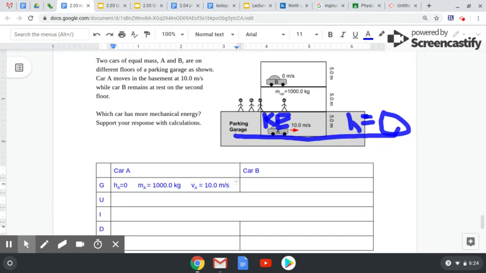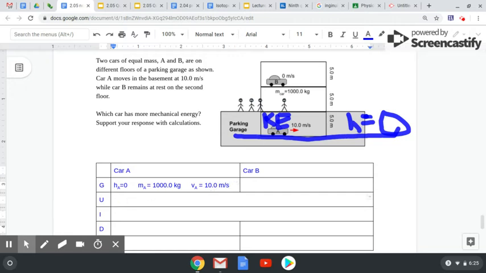We did need to check that all of these are in the correct SI units. The SI unit for mass is kilograms, so it is. All our heights are in meters, which is the SI unit for height, and the SI unit for speed is meters per second. So we are all set with that.